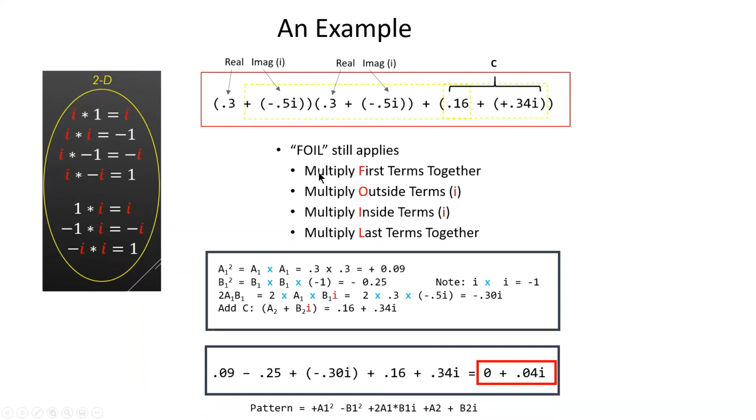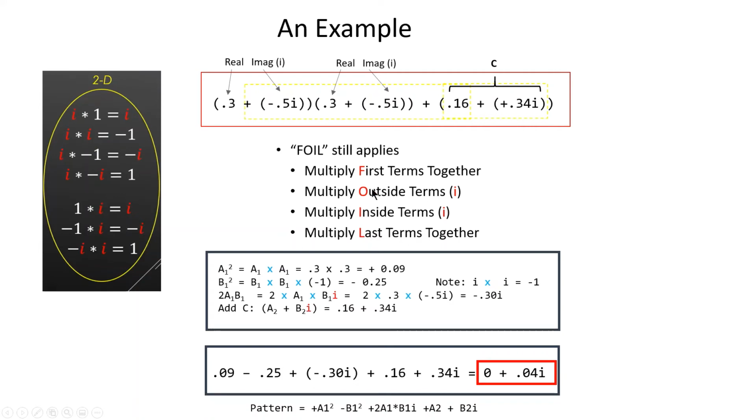So the first thing we do is multiply the first terms together. 0.3 times 0.3. Well, that's A1 squared, or A1 times A1, which is 0.3 times 0.3, and that equates to 0.09.